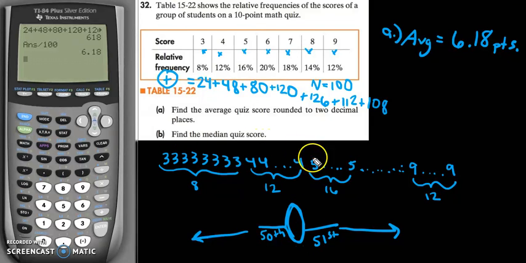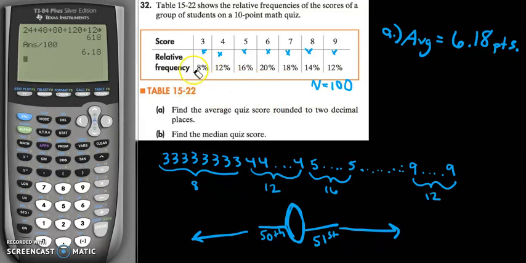So to not have to write out this whole list, if we could find out where the 50th and the 51st numbers are, then we don't have to write out the whole list of 100 things. But we're still using this idea of, okay, there's 8 of these, 12 of these, to picture how far along the list we have to go. Let's say a 3. 8 people had a 3. So when I hit right here, I'm still only on the 8th number. And then when I go all the way through the 4s, I'm only on the 20th number.